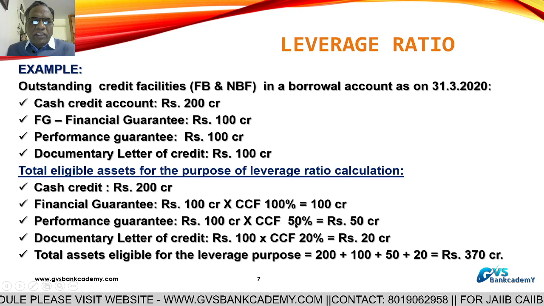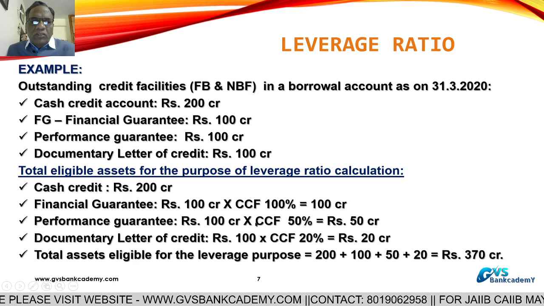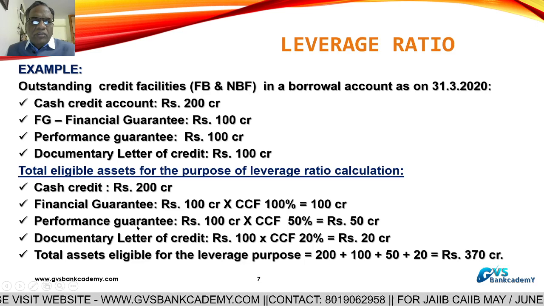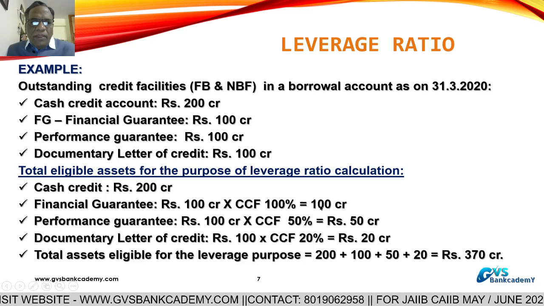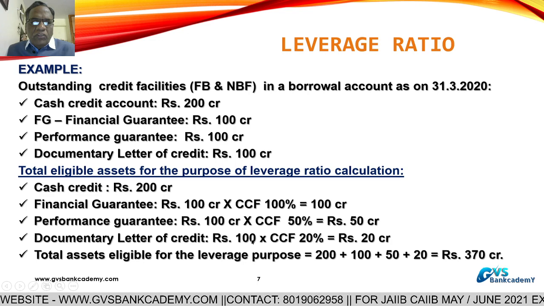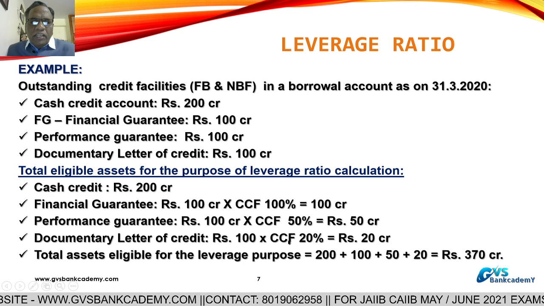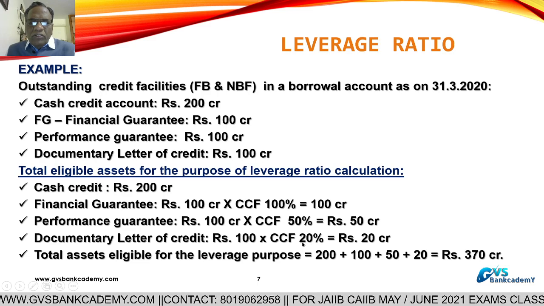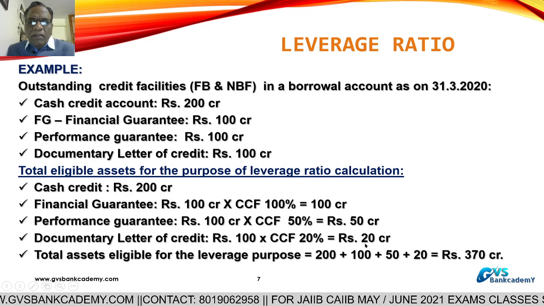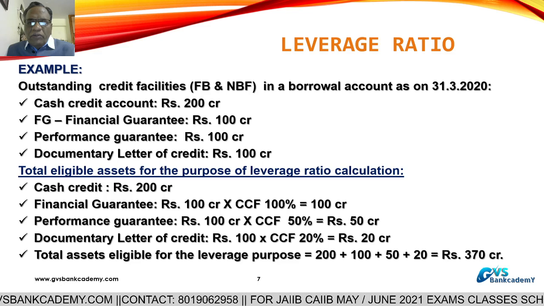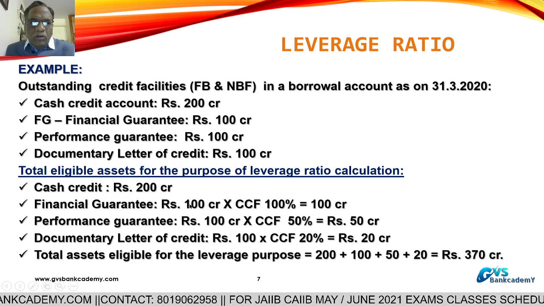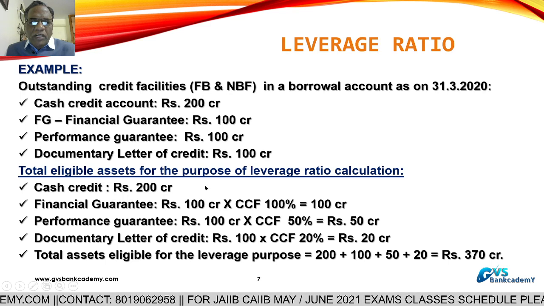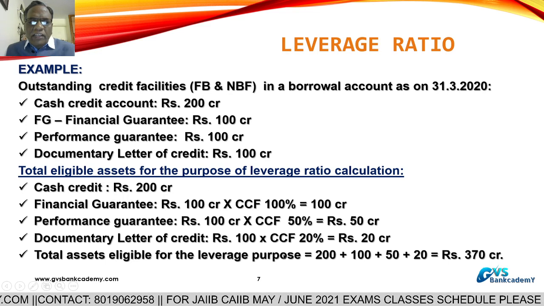Credit conversion factor is 50%. So 100 crores into 50%, 50 crores we can add from non-fund based exposure to fund based exposure. And documentary letter of credit, outstanding portion is 100 crores. Credit conversion factor as per RBI CCF norms is 20%. 100 crores into 20%, 20 crores goes from non-fund based to fund based. So now the total assets which are eligible for the leverage purpose under the exposure, current exposure norms.